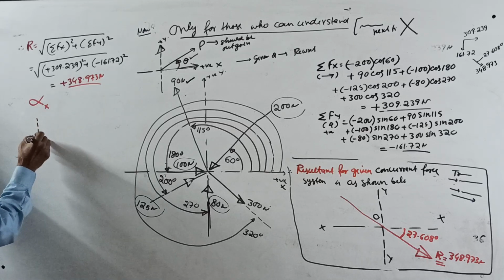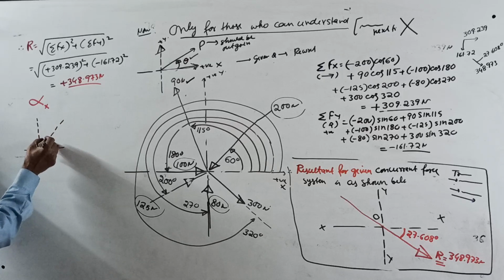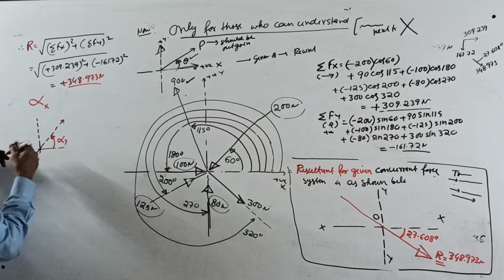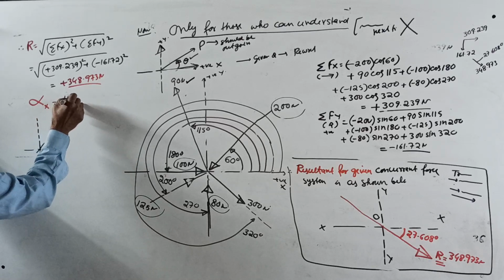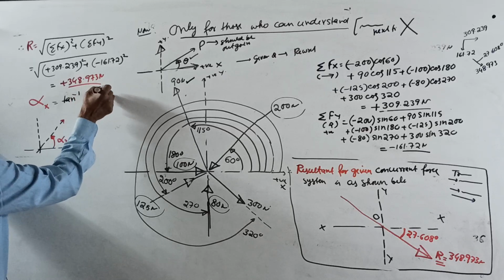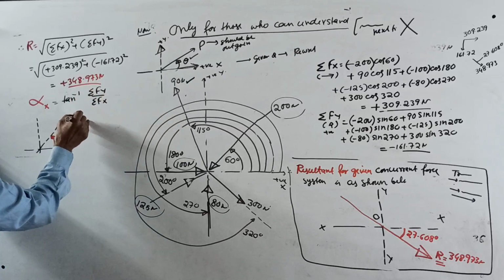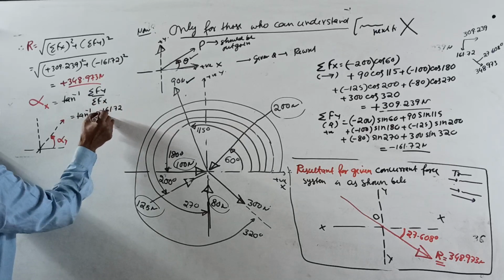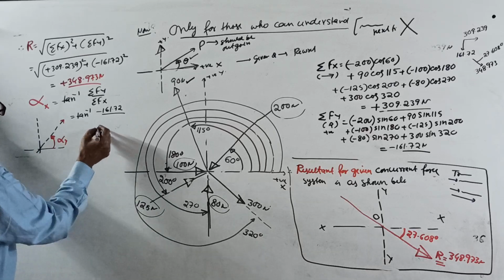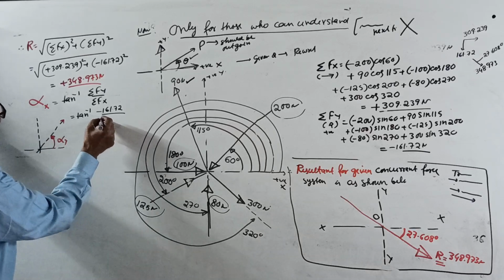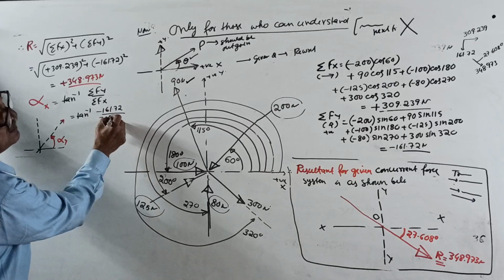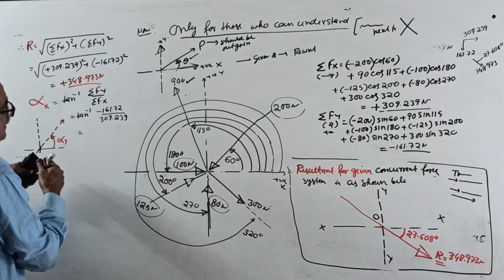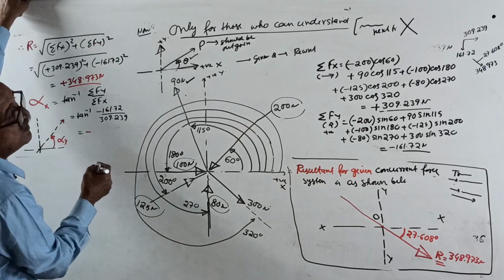See, where is alpha x? Where you are marking the resultant, see, where the resultant is, this is your alpha x. Alpha x equals tan inverse of sigma Fy by sigma Fx. Sigma Fy is minus 161.72, divided by the other one, sigma Fx, plus 309.239. It will give a negative sign this time.